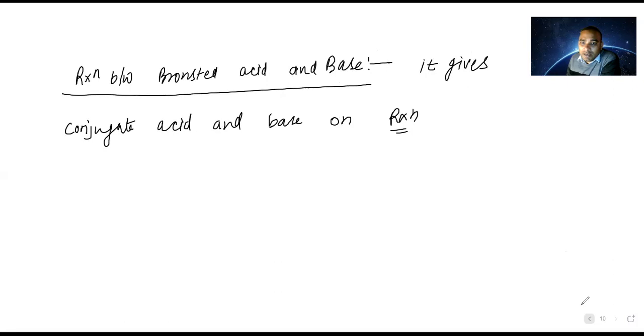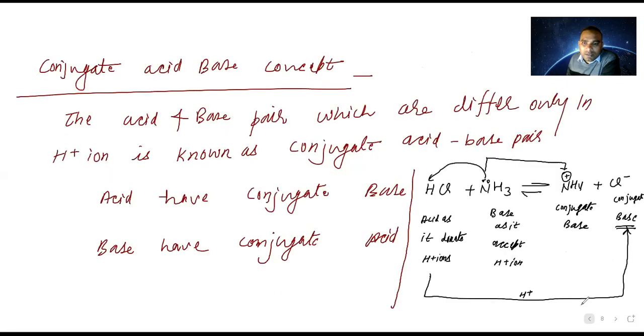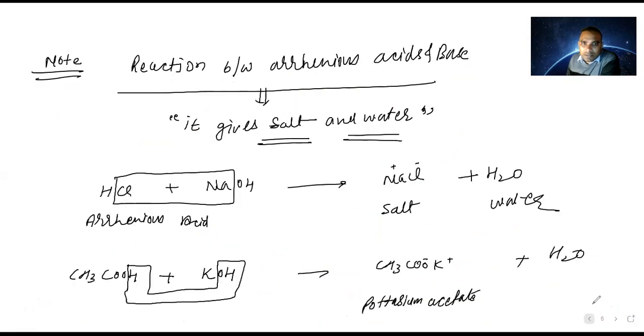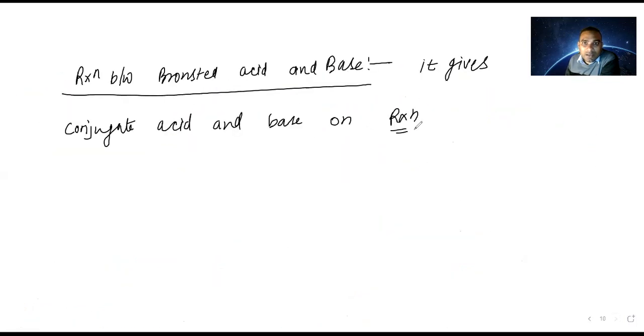Okay. Earlier, see what we were studying. Here, in the Arrhenius case, what is there? It gives salt and water, salt plus water, right? In the case of Arrhenius acid and base. But here, what is going to be given? It gives conjugate acid and base.